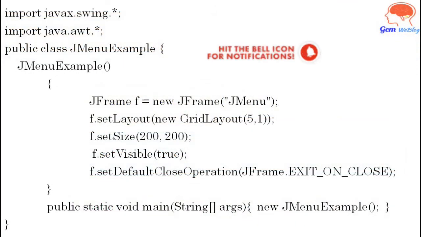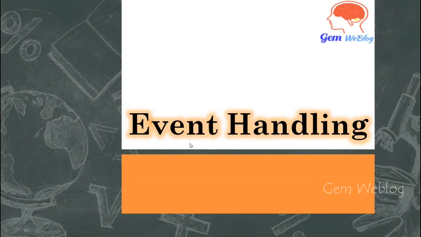Before we enter into the event handling procedure demonstration, this is the basic code which is needed. First you have to include the necessary package, and then define a class. Inside the class we have defined the constructor. Inside the constructor we have defined the method to create a frame and display it on the screen. And then inside main we have called the constructor. Now we will enter into the step-by-step procedure to perform event handling in JMenu.